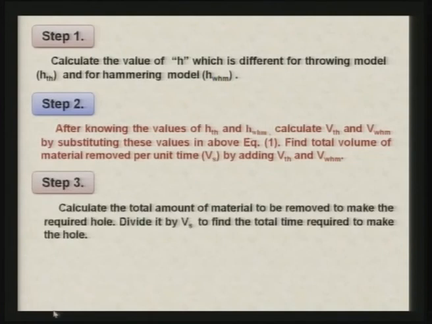In the third step, calculate the total amount of material to be removed to make the required hole. Divide this volume by Vs that has been calculated in the earlier step 2 to find the total time required to make the hole. In step 4, find the ratio of HTH divided by HWHM.